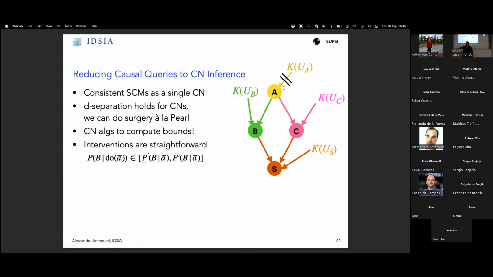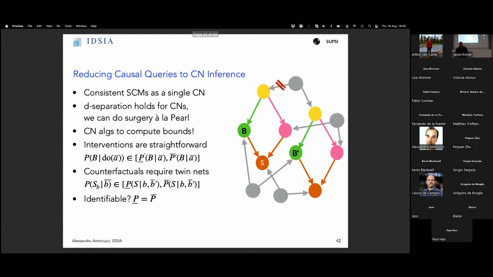But maybe this is going to be informative as well. We cannot compute a sharp value, because by definition there is not a sharp value for this interventional query, but we have an interval, which can be informative as well. What about counterfactuals?